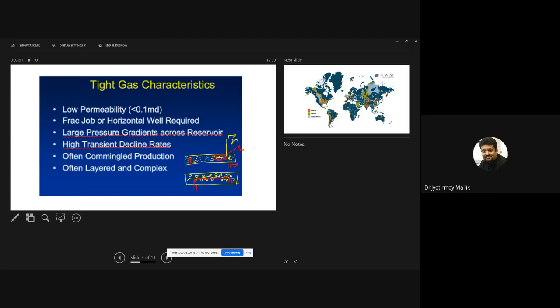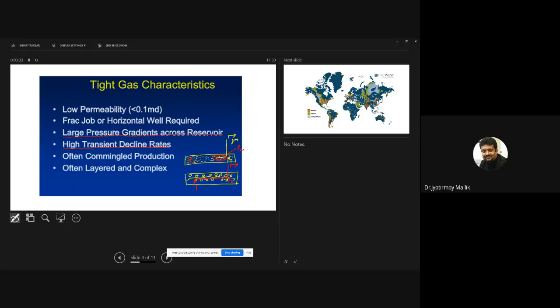Often commingled production. Commingled production means that often in the tight gas you also have some leftover oils, and it becomes very difficult because of very low permeability. There is not a very fixed free water level.